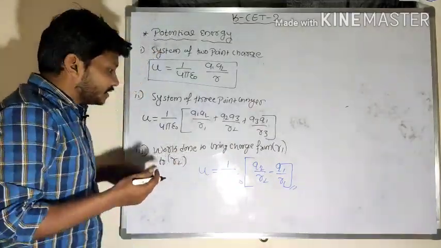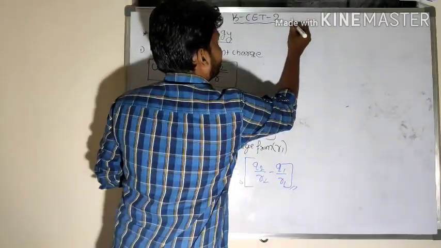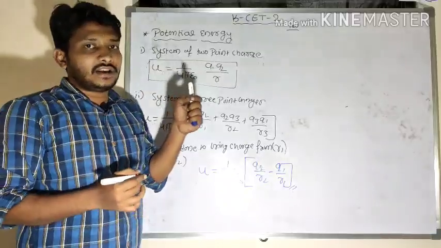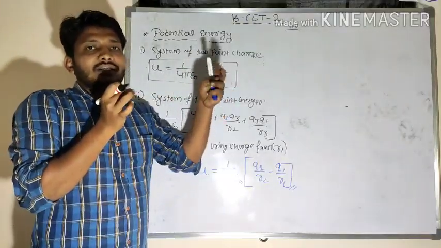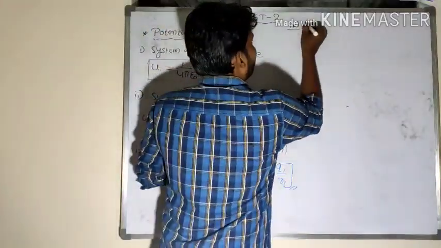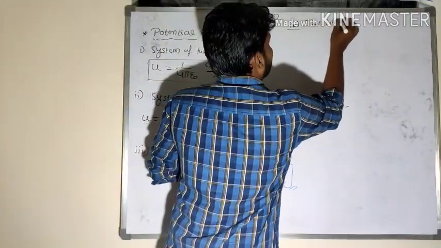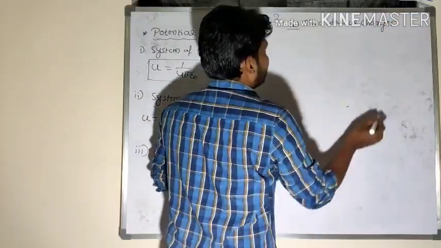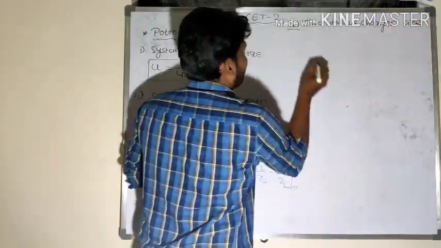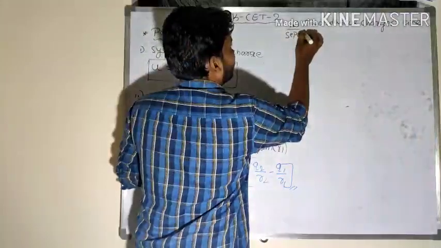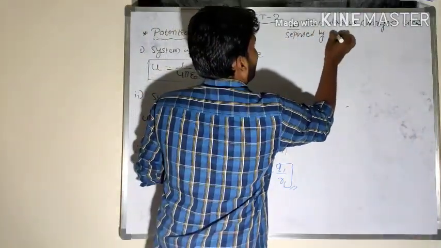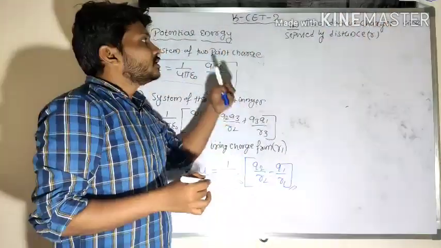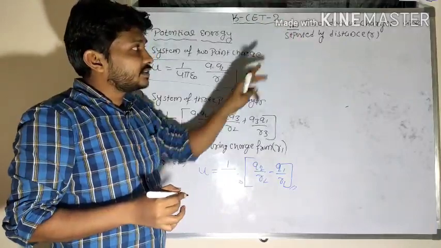Now I will consider two identical charges. These two identical charges have a certain separation. The separation between the two identical charges is r.